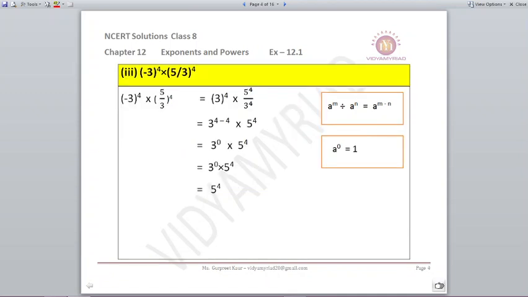Next, minus 3 raised to power 4 multiplied by 5 upon 3 raised to power 4. Now you have 3 in the numerator and 3 in the denominator. It means you can subtract those powers. So 3 raised to power 4 minus 4 multiplied by 5 raised to power 4, and 4 minus 4 is 0, and anything raised to power 0 is 1. So 1 into 5 raised to power 4 is your final answer.